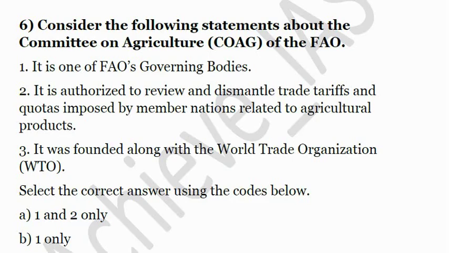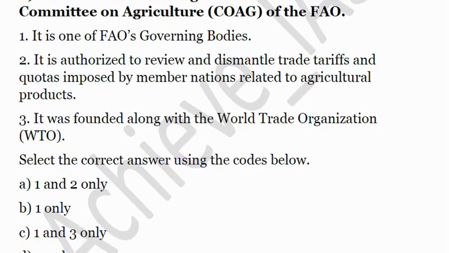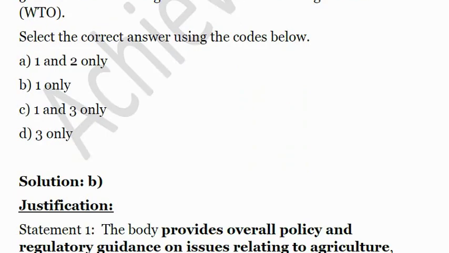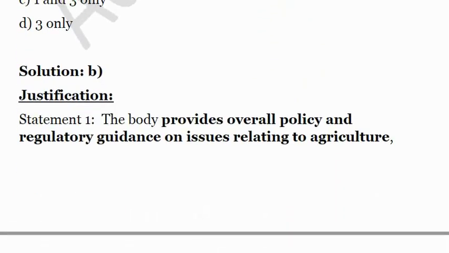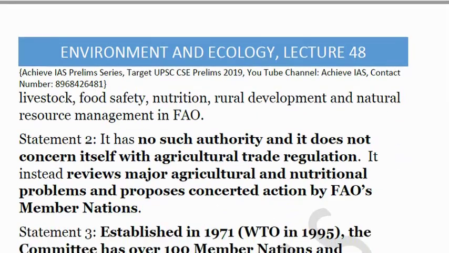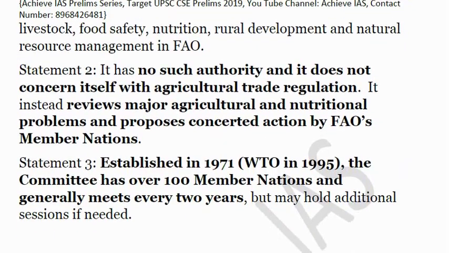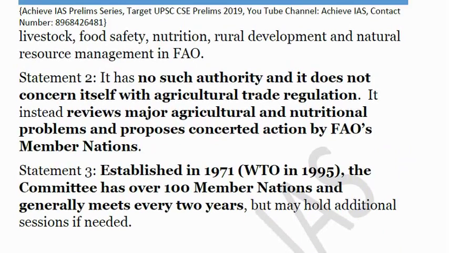The Committee on Agriculture is not authorized to regulate international trade in agriculture, and it is also not founded with the World Trade Organization. So the correct answer is one only, that is B. Here is the explanation. It provides the overall policy and regulatory guidance relating to agriculture and livestock, food safety, nutrition and rural development, and natural resource management in FAO, and it has no such regulatory authority itself. Instead it reviews major agricultural and nutritional problems and proposes concerted action by FAO. So in this context the second statement is incorrect.